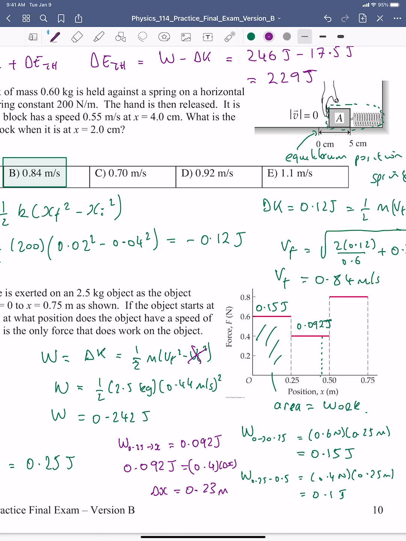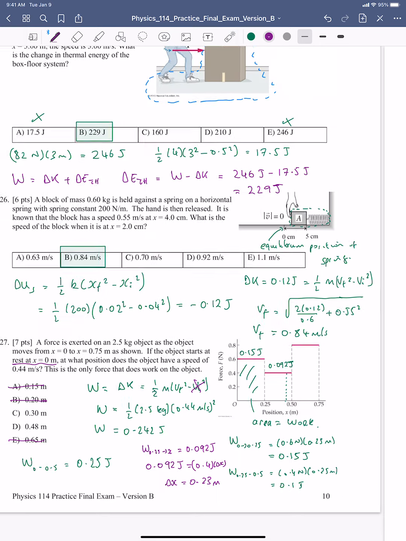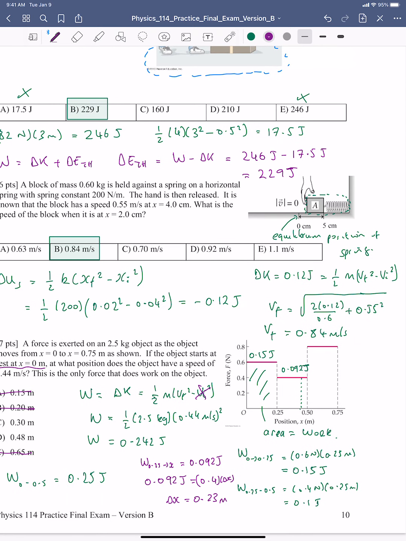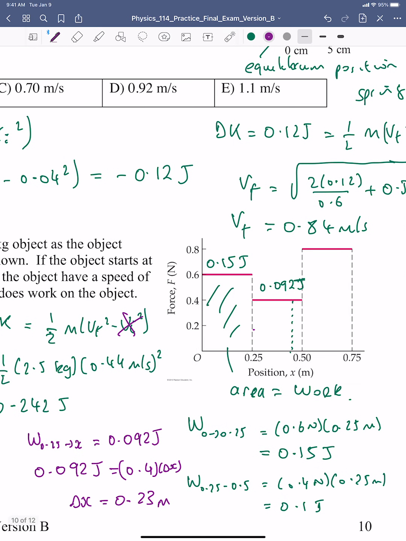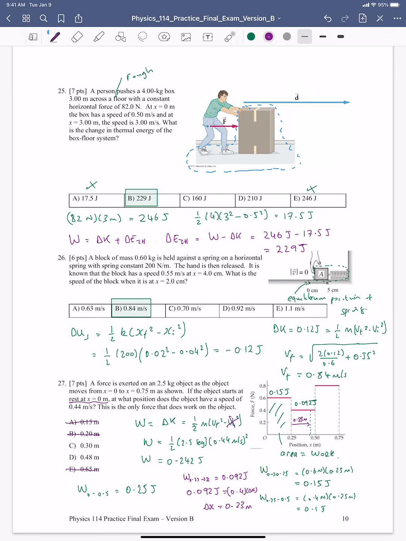Okay, so sorry about that, my video cut off for some reason, so it's almost finished the solution to question 27. So I got to the distance that it has to travel between 0.25 and ending up is 0.23. 0.23 meters from 0.25 will leave you with a final distance of 0.48, which is what I had made the assumption of, so D is the correct answer.